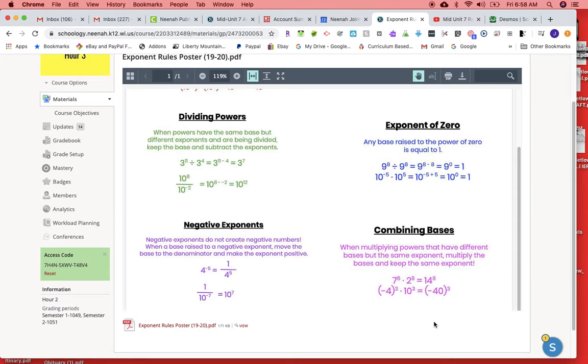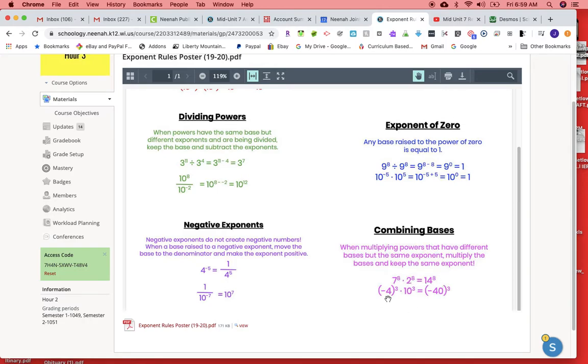And lastly, combining bases. So when multiplying powers that have different bases, so we have a 7 and a 2, but the same exponent. Notice they have an exponent of 8 and an 8. We're going to multiply our two bases and keep our exponent. So 7 times 2 is 14, and we're going to keep 8.